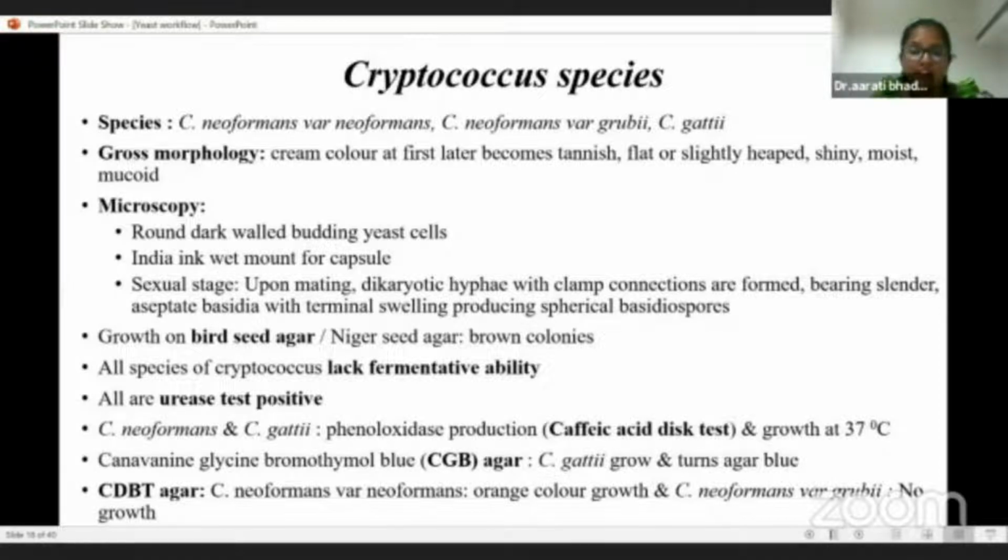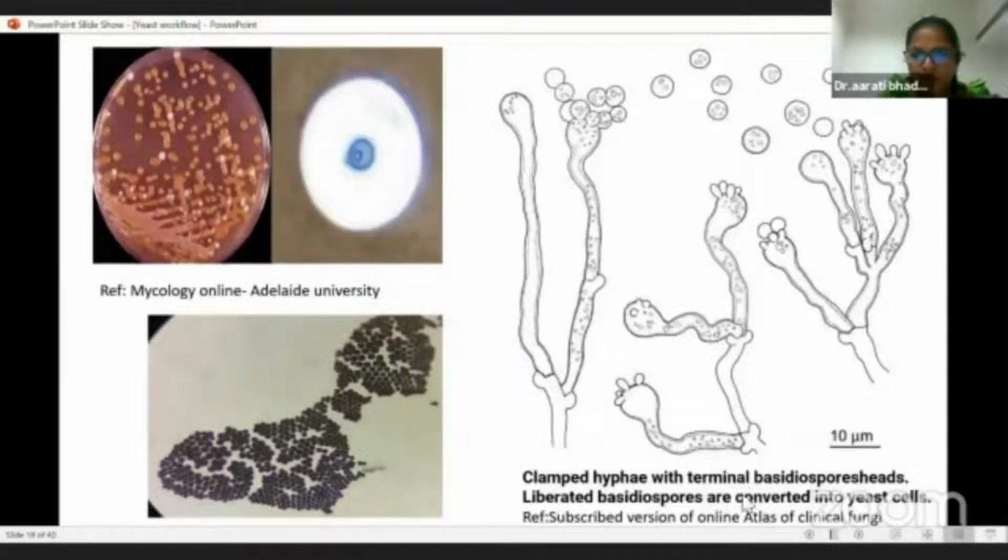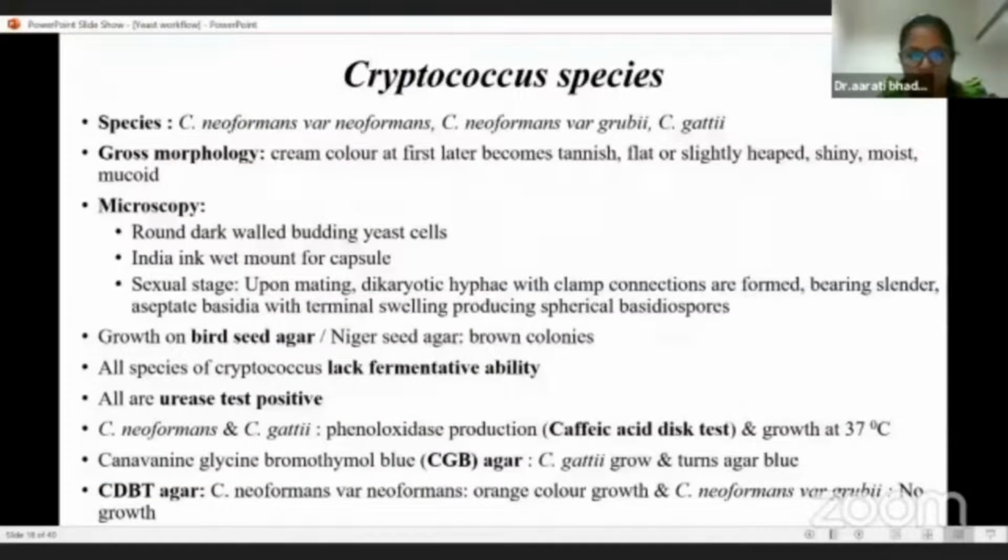In the sexual state, it is a Basidiomycetes species. So basidium will be there in the sexual state. Upon mating, dikaryotic hyphae with clamp connections are formed, bearing slender hyphae, and septate basidia with terminal swelling produce spherical basidiospores. In the microscopy here you can see the clamped hyphae with terminal basidiospore heads. So this is the basidium, and these are the conidia formed. This is the sexual state of Cryptococcus.